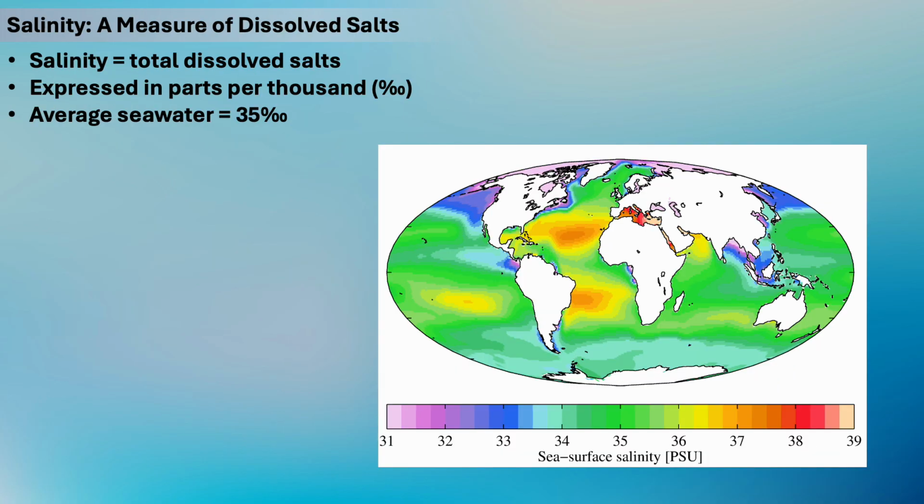Salinity is a quantitative measure of how much dissolved material is present in seawater. Specifically, it refers to the total concentration of dissolved inorganic salts. On average, seawater has a salinity of about 35 parts per thousand, meaning that 35 grams of dissolved salts are present in every kilogram of seawater. Salinity is not uniform across the ocean, but the composition of seawater is remarkably consistent. Understanding why that consistency exists is one of the central questions of ocean chemistry.